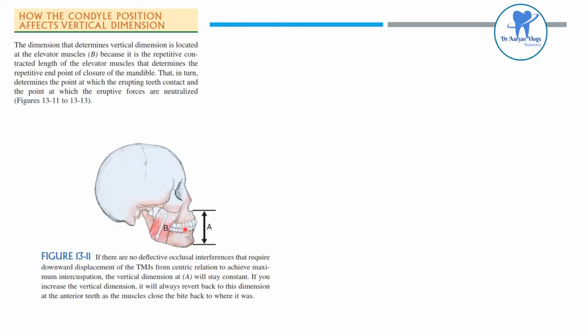TMJ from centric relation to achieve maximum intercuspation, the vertical dimension at A will stay constant. If you increase the vertical dimension, it will always revert back to this dimension as the muscles close the bite back to where it was. Here it is the elevator muscle. So the repetitive contracted length of the elevator muscle determines the repetitive end point of the closure of the mandible.